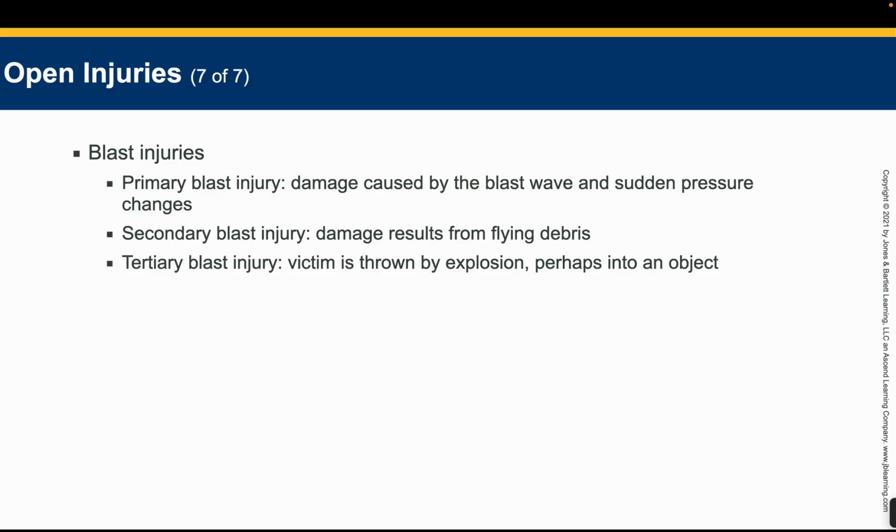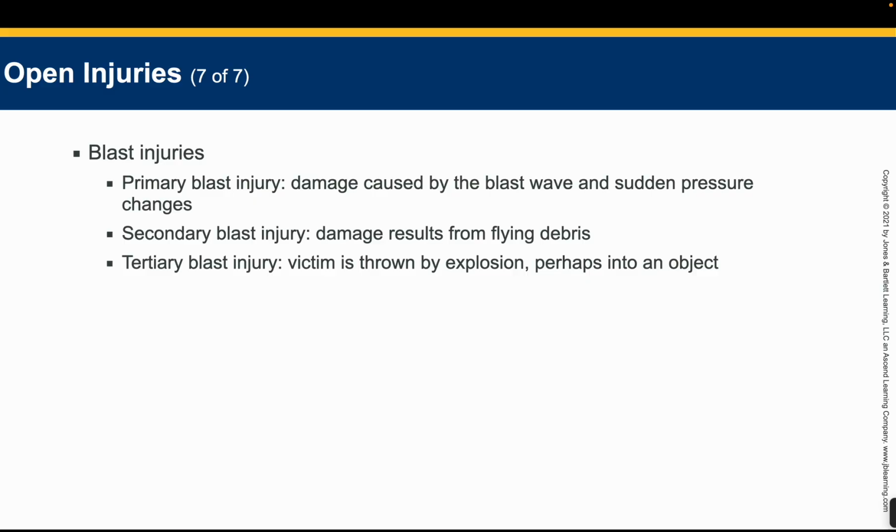Blast injuries are a little different because there are multiple ways a patient can be injured from a single event. A primary blast injury comes from the blast wave itself. That sudden pressure change can damage organs, especially air-filled ones like the lungs and the ears. A secondary blast injury is caused by flying debris, essentially turning objects into projectiles that can penetrate the body. And then there's the tertiary blast injury, where the patient is actually thrown by the force of the explosion and injured when they hit another object.